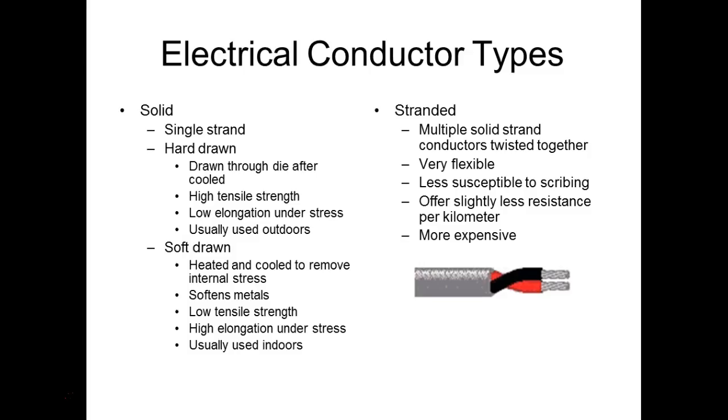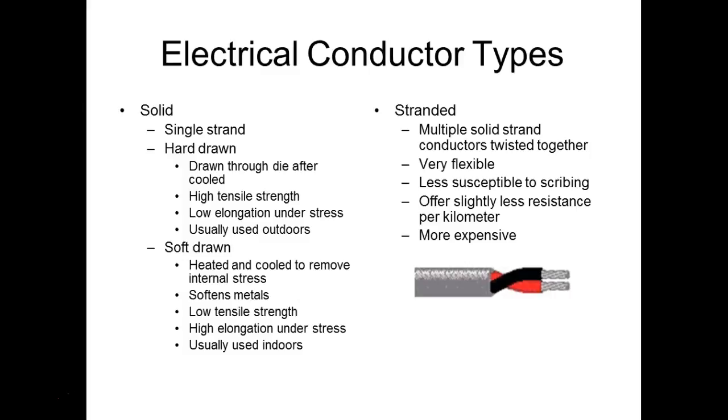So basically, we have two types of metal conductors. We have solid and we have stranded. Hard drawn means we take the metal and pull it through a series of dies, and each die reduces the diameter of the wire. That's called hard drawn. Soft drawn, we do heat it, and then we cool it to remove internal stress.